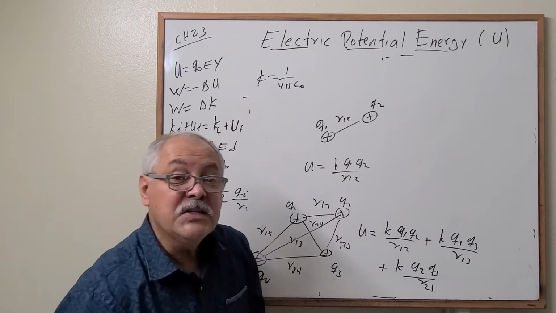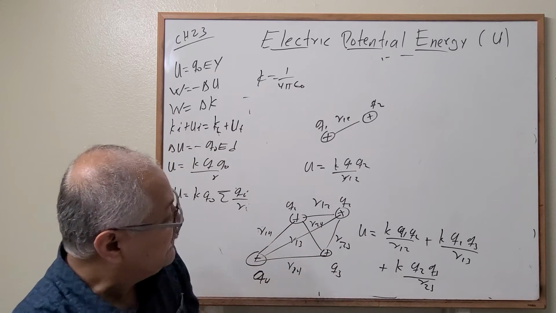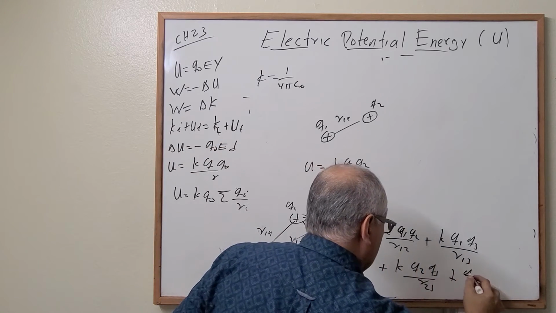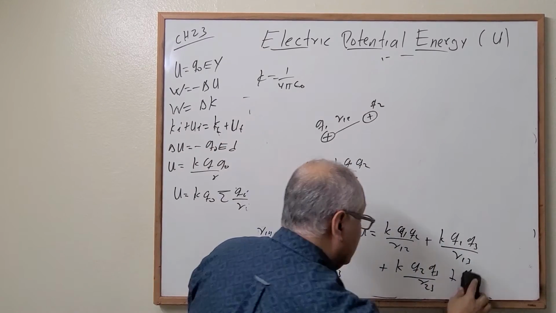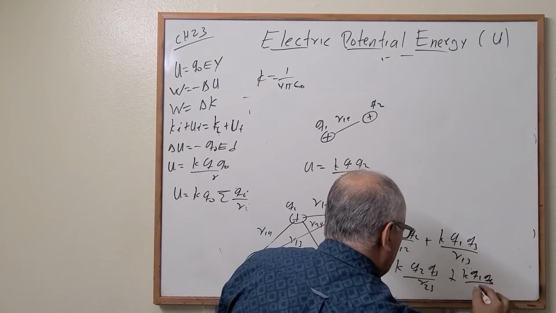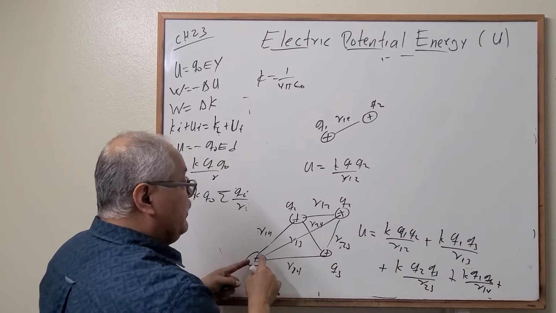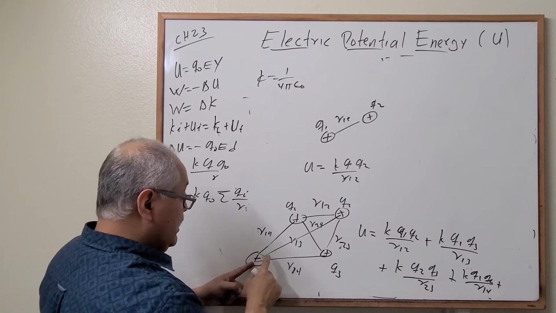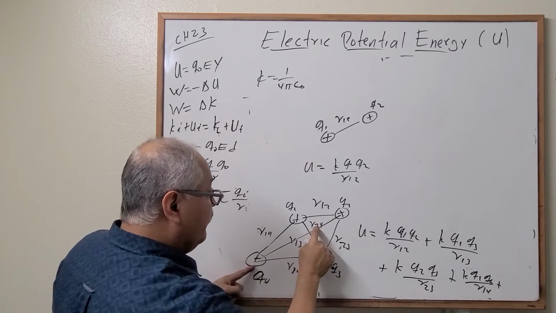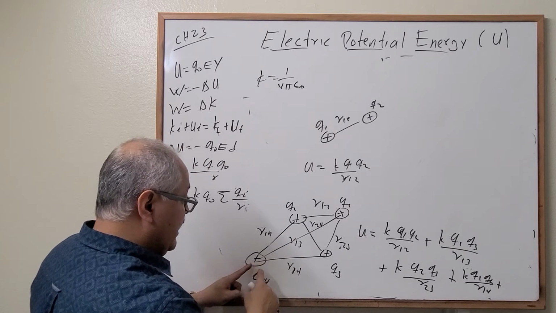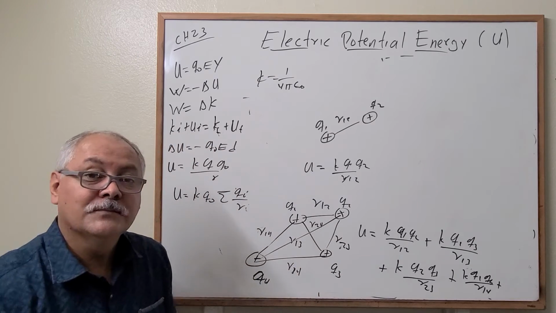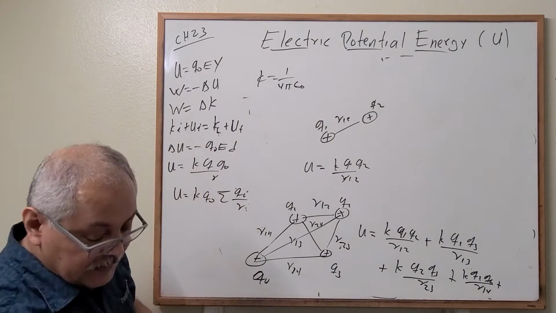So for this configuration, it's going to be this plus now K Q1 Q4 over R14 plus K Q2 Q4 divided by R24, and then plus K Q3 Q4 divided by R34. Correct? And so on.